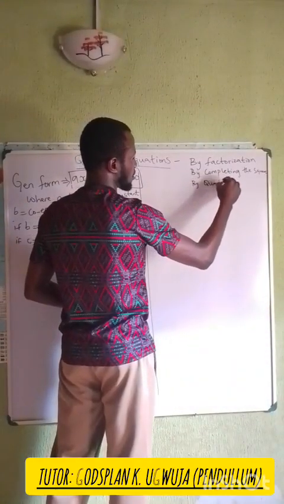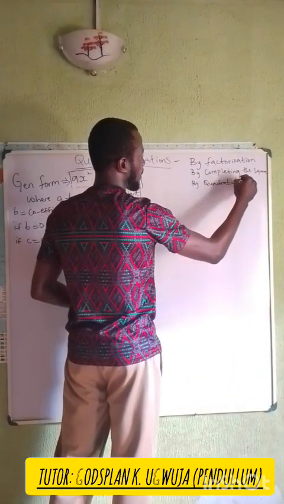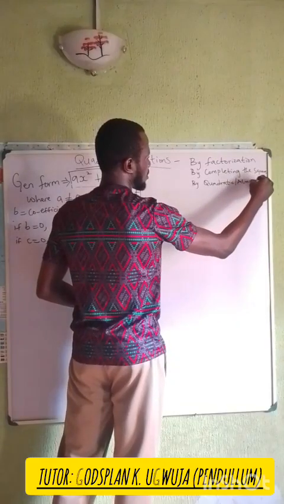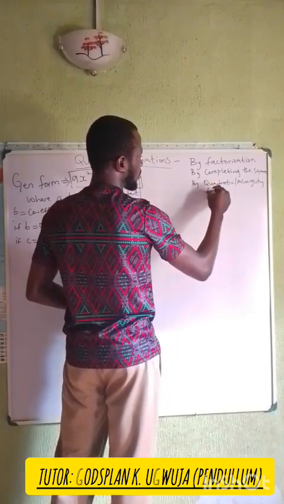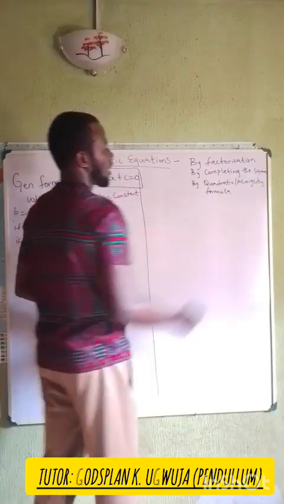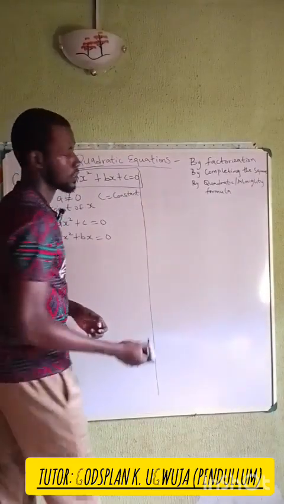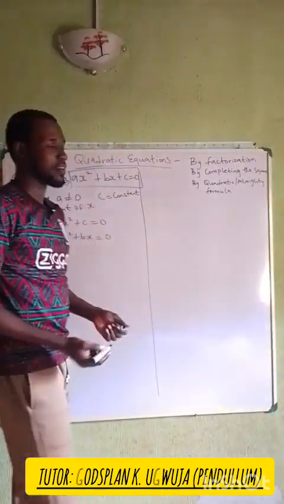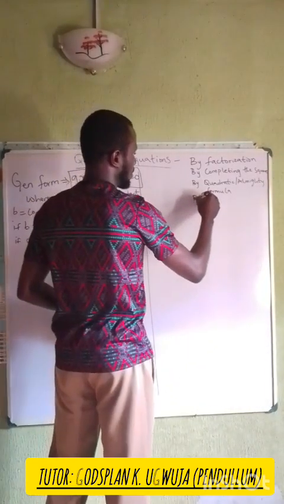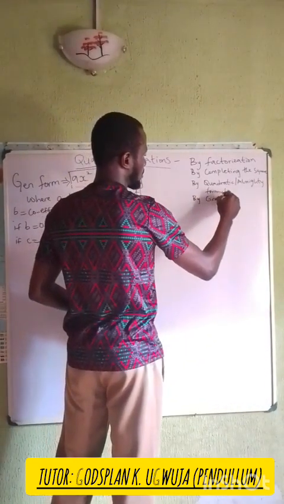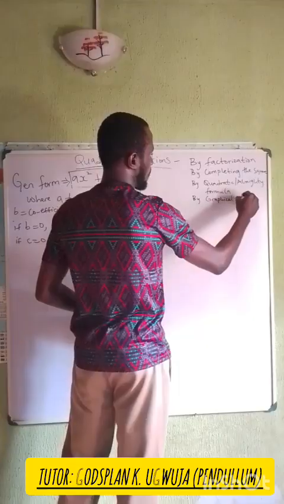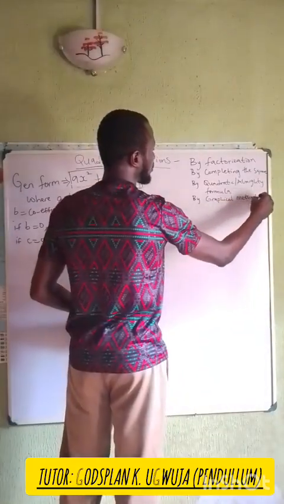You can solve by the quadratic or almighty formula. That's another way to solve them. And you can also plot their graphs. So that's graphically, by graphical methods.